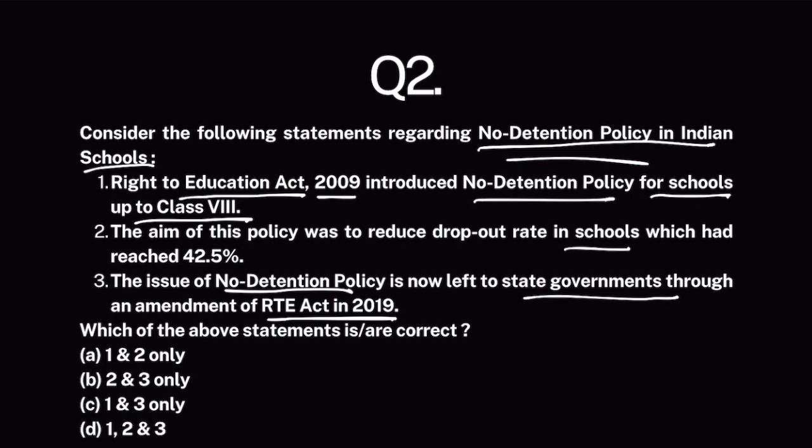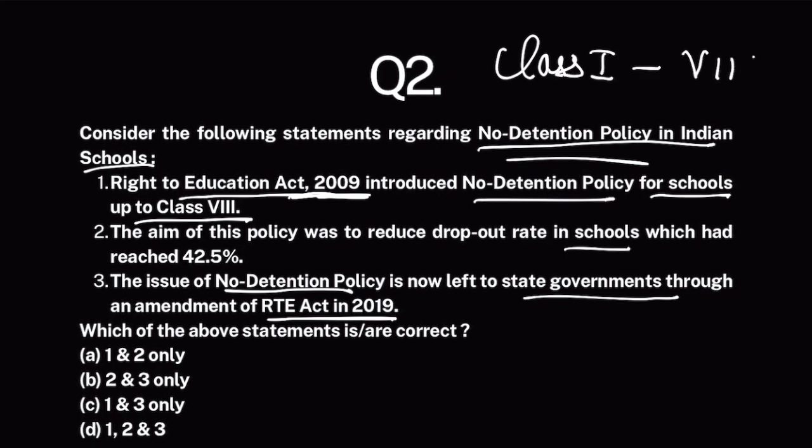But through Right to Education Act 2009, government came out with a policy under which even if you fail your final exams, you are promoted to the next class. And this happens from class 1 to class 8th. So till class 8th, you cannot be detained in the same class. This was the no detention policy that was enacted through Right to Education Act 2009.